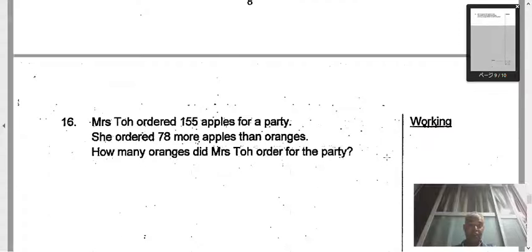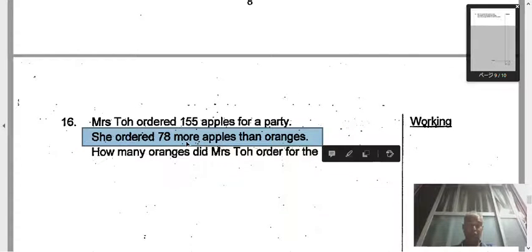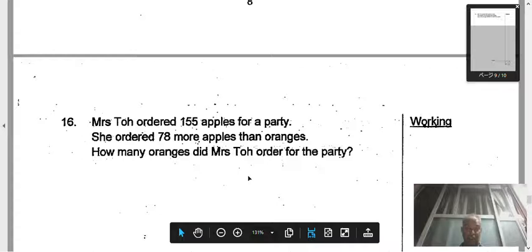Next question says Mrs. Stowe ordered 155 apples for a party. She ordered 78 more apples than oranges. So how many oranges did Mrs. Stowe order for the party? So what does it say? Look at the second line. This is the key sentence here. She ordered 78 more apples than oranges. So first of all, you figure out whether the oranges were fewer or the apples were fewer.